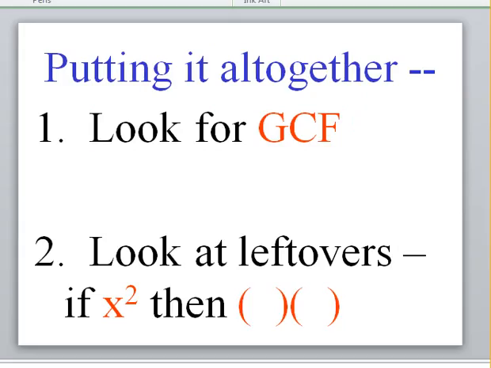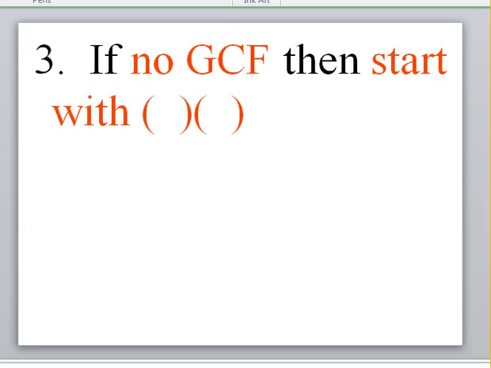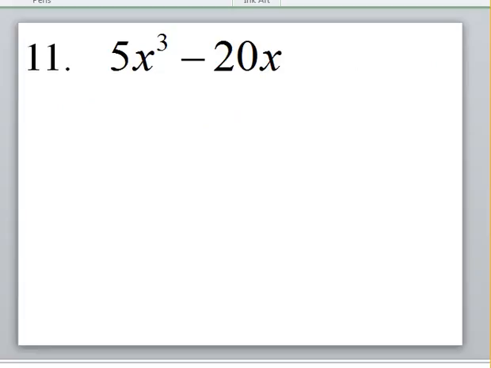Okay, so as a reminder, this is what I keep talking about every time, looking for the GCF and then looking at what's left over. If there's no GCF, then we're going to start with those parentheses. So on this next problem, we're going to look for that greatest common factor. There is a greatest common factor of 5x. 5x times x squared is 5x cubed, minus 5x times 4 is 20x.